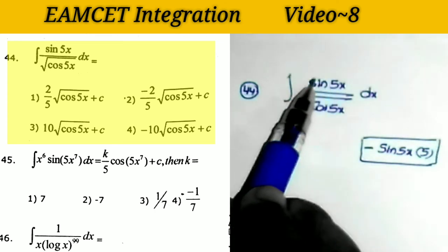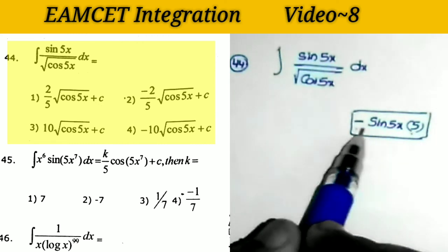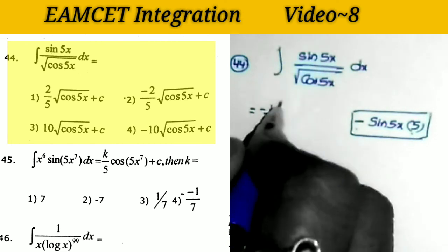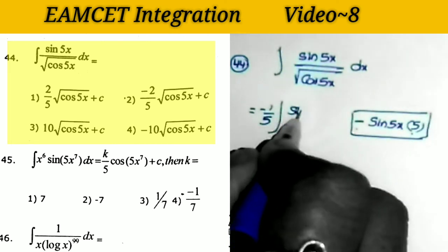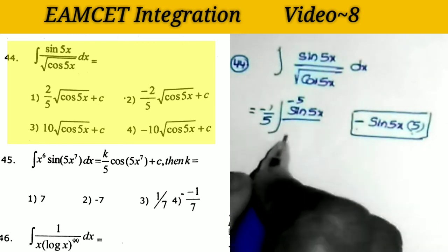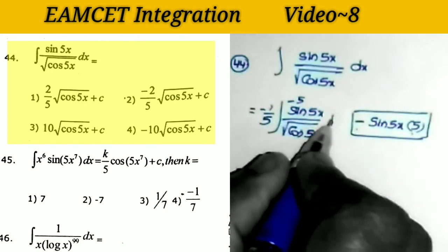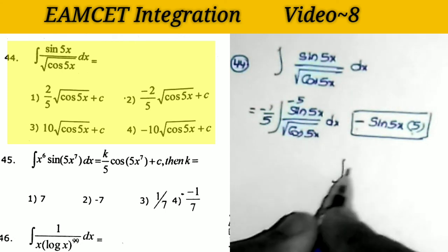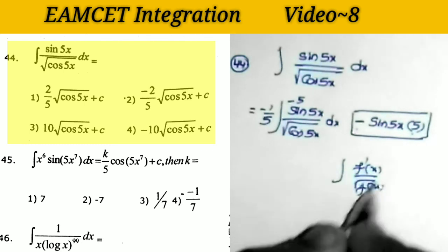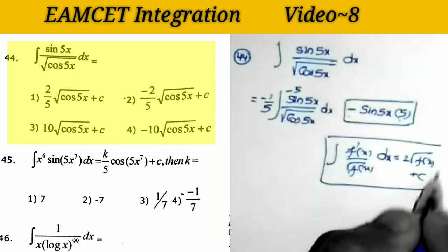And already here we have that sin 5x. We have to add this to get the derivative minus 5. So I apply the number minus 1 by 5 and minus 5 to the given question like that: minus 1 by 5 into minus 5 into sin 5x by root cos 5x into dx. Now clearly this is in the form of integral f dash of x by root f of x into dx. What is the integration for this formula? 2 root f of x plus c. That's all. This is the answer.